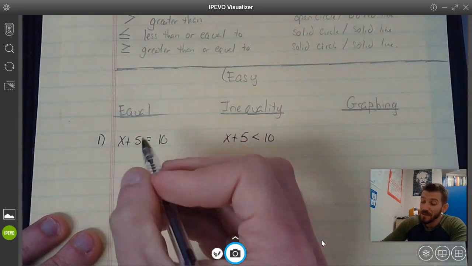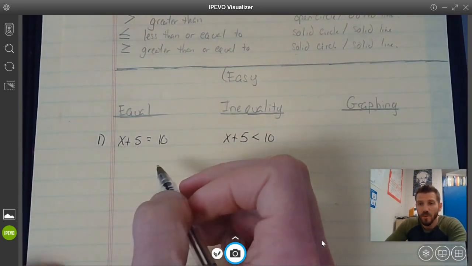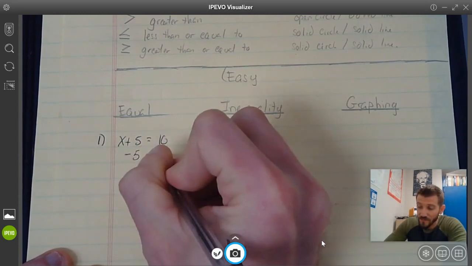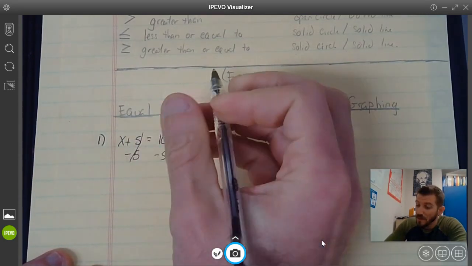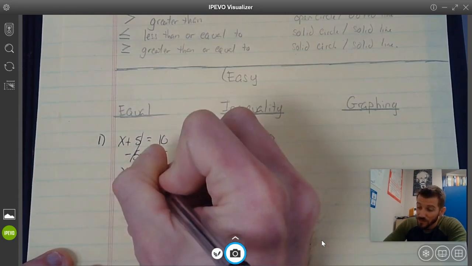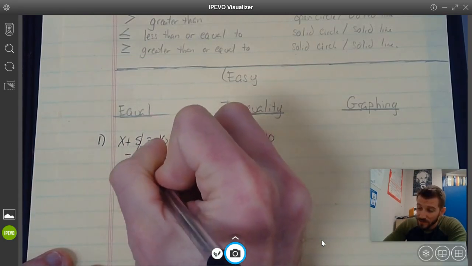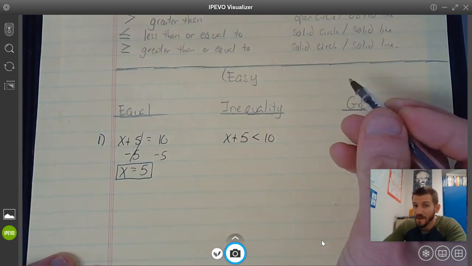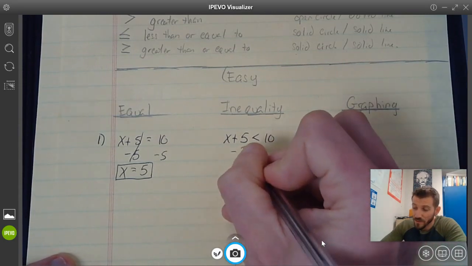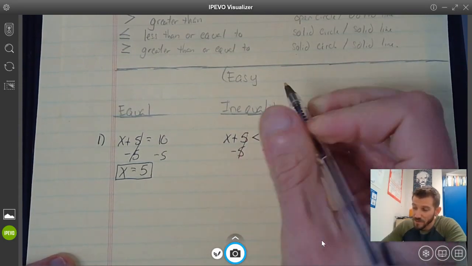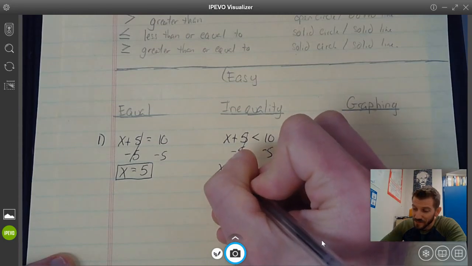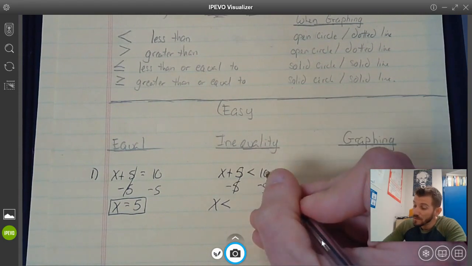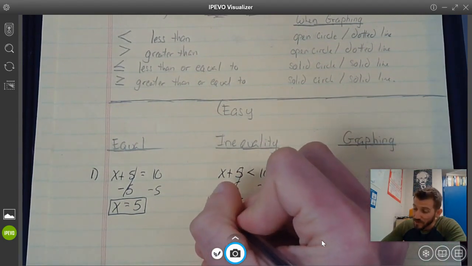So the equal sign, x plus 5 equals 10. Well, what do we do there? To get x by itself, all you need to do is subtract 5 from both sides. And we get an answer of x equals 5. And you're done. That's the equation. Now, in an inequality, nothing is going to change. You are going to subtract 5 from both sides, and x is less than, that's the less than symbol as we mentioned above, 5. x is less than 5.